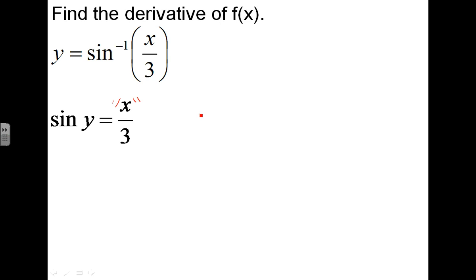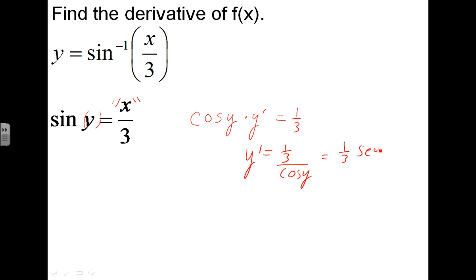So this isn't really a problem because you can take the derivative: cosine of y times y prime. Remember, it's the derivative of the outside times the derivative of the inside. We've already done that. It would equal 1/3. Remember, to find the derivative, you have to get y prime by itself. So you have y prime equals 1/3 divided by the cosine of y, which would be 1/3 secant of y. And remember, the problem started in x's, so it has to end in x's.